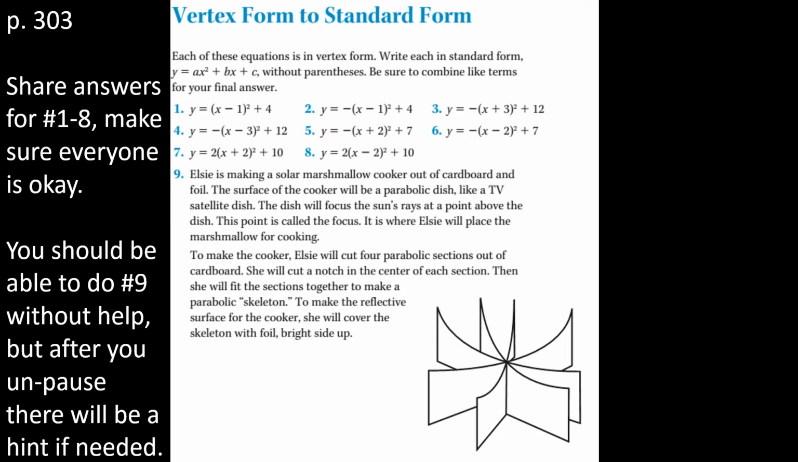Number 9, I think you should be able to do on your own. But after the unpause, there will be a hint. So right now, I want you to try to work on all 9 of them. Again, put the answers to all 8 of them on the whiteboard, but wait for like 15, 20 minutes or so until everyone has had a chance to work on them. Put them on the board and argue. If you had a different answer, say I had a different answer. So get to work now. Again, 15, 20 minutes. And go ahead and pause me right now.